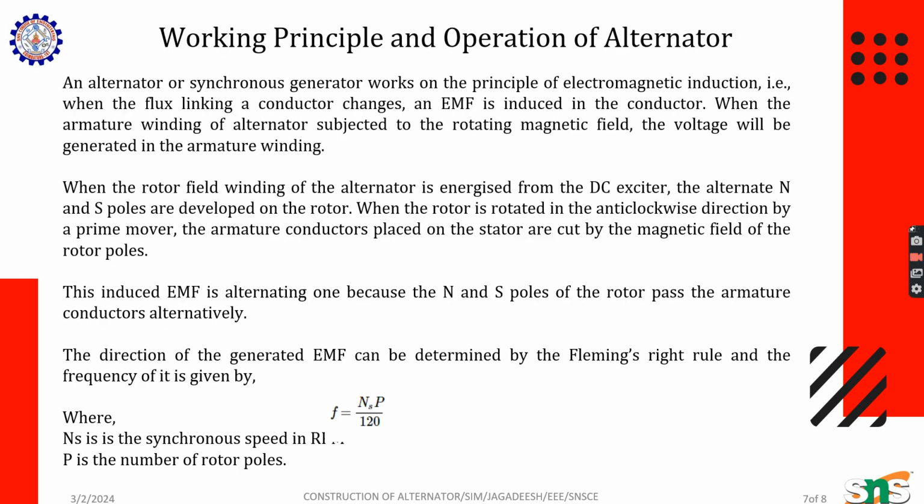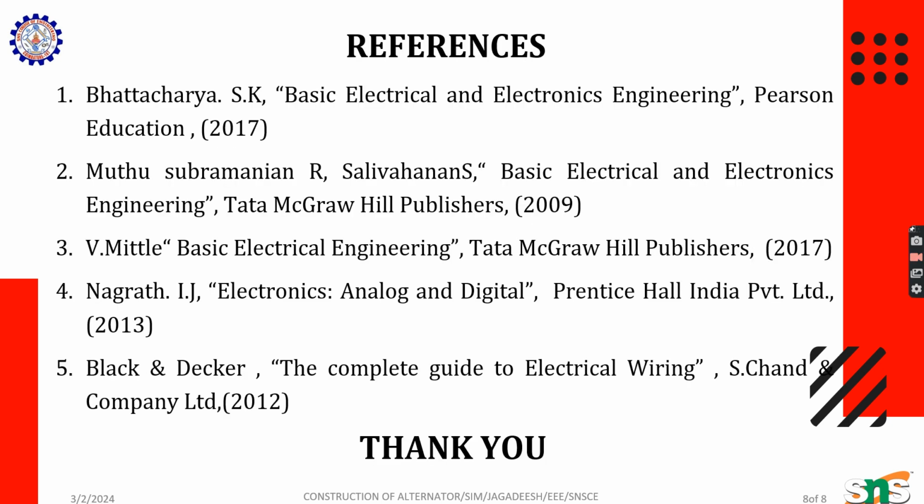When we come to the working principle of the alternator, the armature is stationary, which consists of armature winding, and the field is a rotating part, which is excited by the DC excitation. So the field will be rotated with the help of a prime mover. When it starts rotating, the magnetic flux will cut the armature conductors, and the EMF will be induced in the conductor. The direction of generated EMF can be determined by Fleming's right hand rule, and the frequency can be determined by f = PN/120, where P is the number of poles, and N is the rotor speed or synchronous speed.